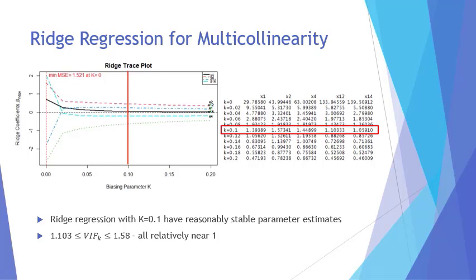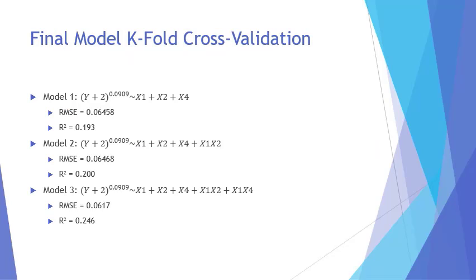Although higher k values had VIF values much closer to 1 for some predictors, they were not chosen because other predictors for those k values had VIFs lower than 1, which could indicate overcorrection of the model. K-fold cross-validation was then performed to validate the final model.